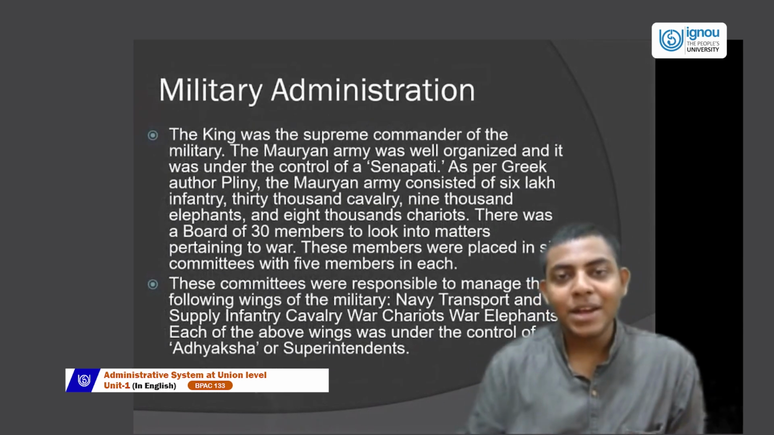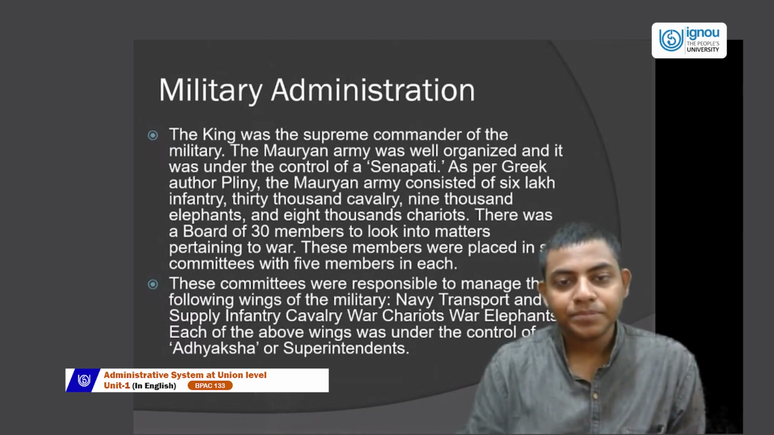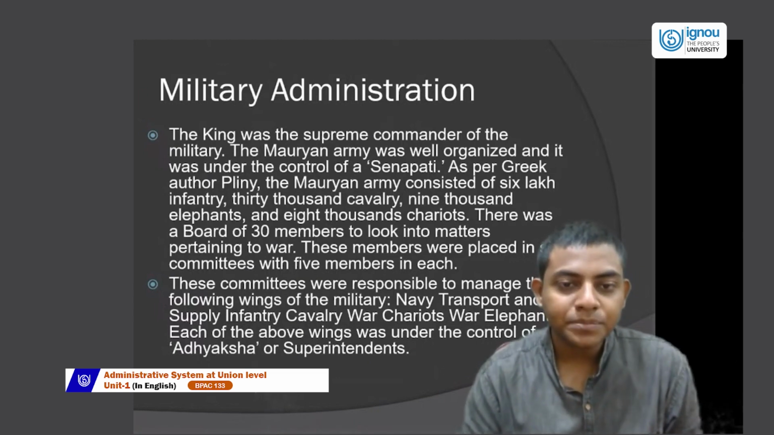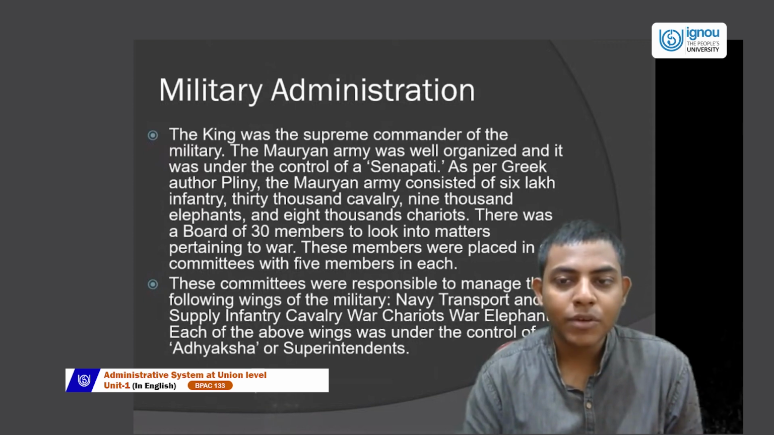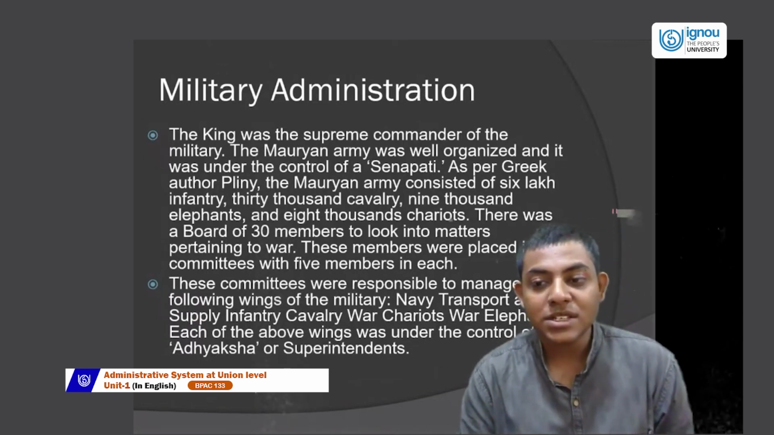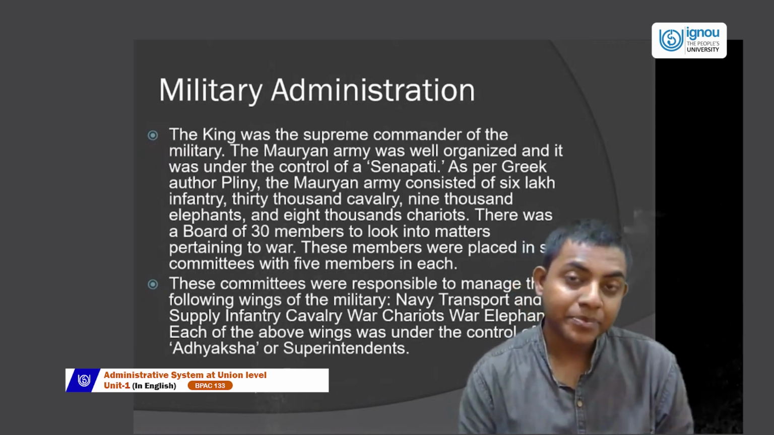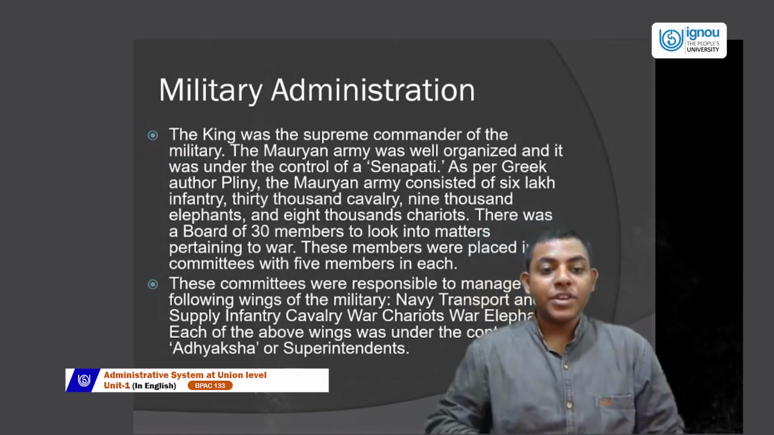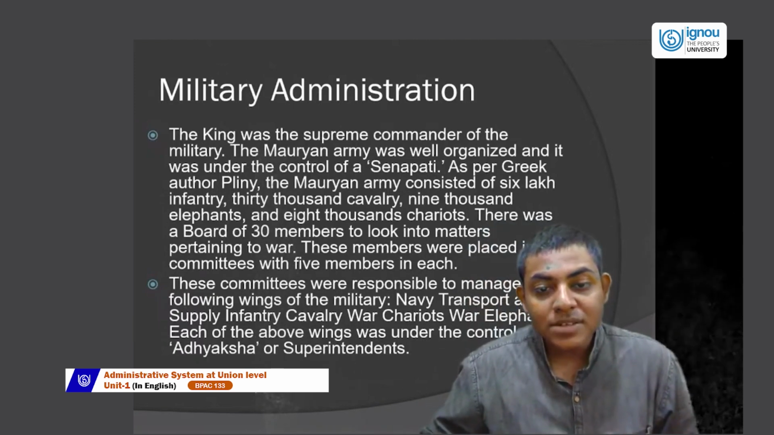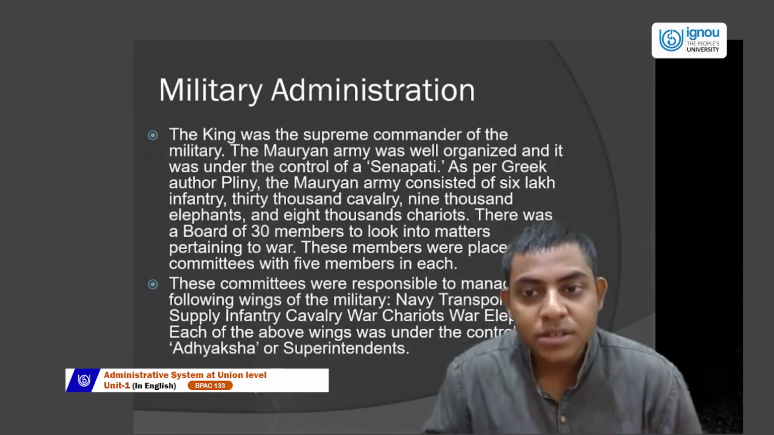Now let us see the military administration during the Mauryan time. The king was the supreme commander, as I just told you, and it was a well-organized army during the Mauryan period, under the control of the Senapati. According to the Greek author Pliny, the Mauryan army consisted of 6 lakh infantry, 30,000 cavalry, 9,000 elephants, and 8,000 chariots.